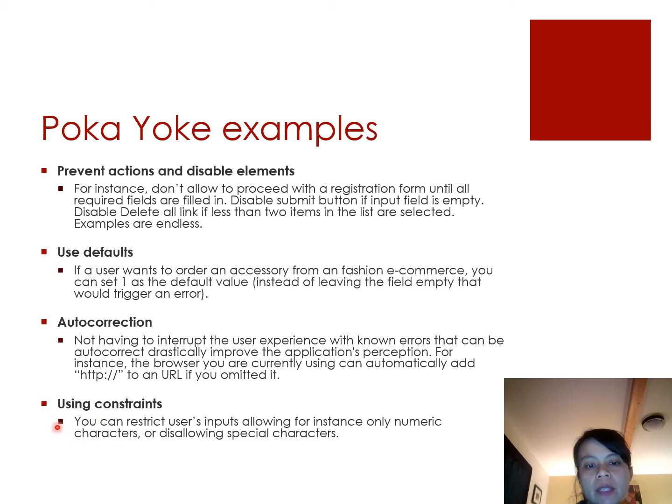Okay, so next is using constraints. The constraint that I gave in a very dramatic example previously was the fence or the railing that would prevent someone from falling into the Grand Canyon. You can restrict the user's inputs, allowing, for instance, only numerical characters or disallowing special characters. So you can have constraints up so they don't make errors.